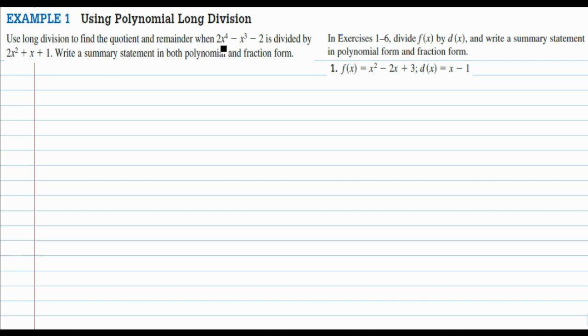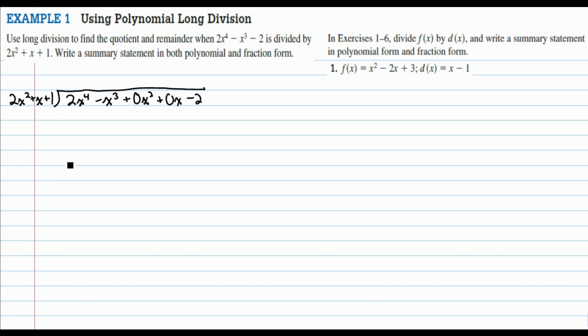In long division, you're going to put on the inside the function you are dividing. So in this case, it's going to be 2x to the fourth minus x cubed. Now long division is tricky. You have to make sure you have a place held for every term. So even though you don't see an x squared there, we're going to put plus 0x squared, because that's true, there are no x squareds there, plus 0x, and then minus 2. Now we are dividing by 2x squared plus x plus 1.